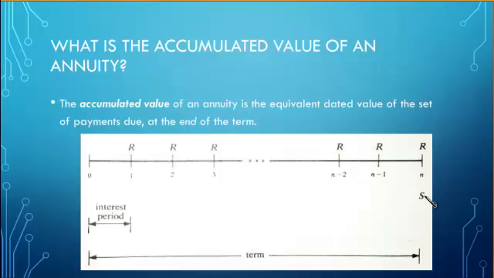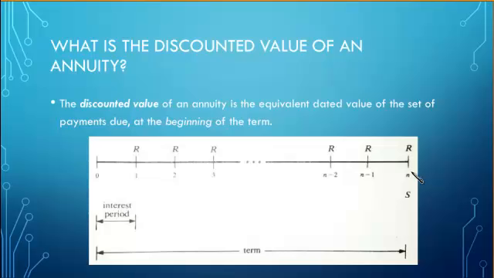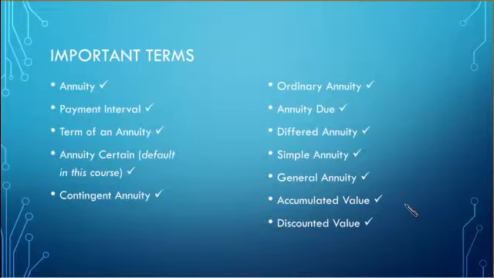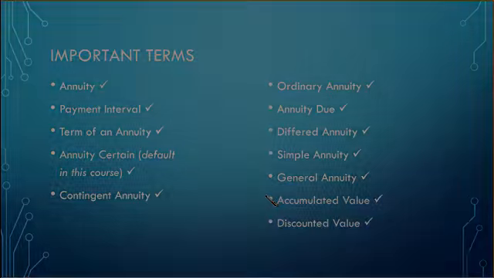Of importance also will be the notion of the discounted value. And the discounted value is the equivalent dated value of the set of payments, but at the beginning of the term. So the accumulated value is the value at the end, and the discounted value is the value at the beginning. Here again are the terms we have discussed. I urge you to pause this video and make sure you understand each and every one of these.